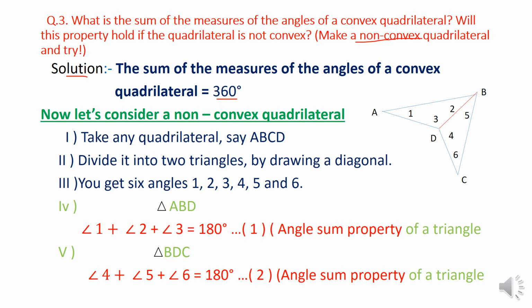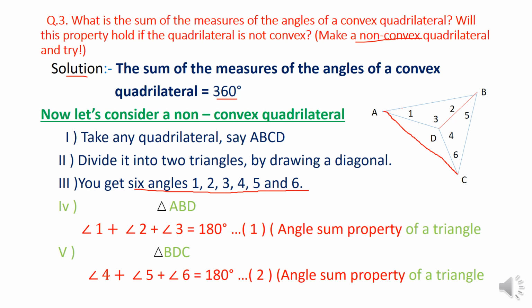Now this is non-convex, because if I draw the diagonal AC, this diagonal AC completely lies outside the quadrilateral. That's why it is a non-convex quadrilateral. And as you divide it into two triangles, you will get here 6 angles: 1, 2, 3, 4, 5 and 6. Now let us consider both the triangles one by one.